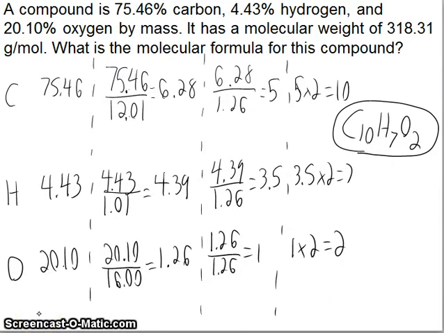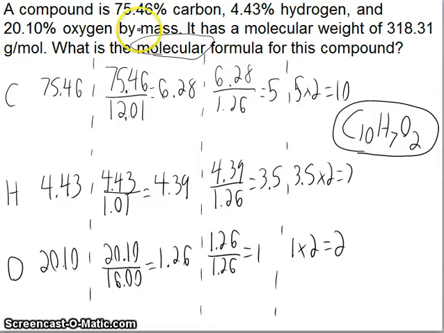Now here's our next problem. I've already worked it out for you. This is taking what we just did one step farther. In this problem, it's actually asking for the molecular formula and not the empirical formula. What we're going to do is follow the exact same steps, and I've already done it for you. I've separated it by these dashed lines.